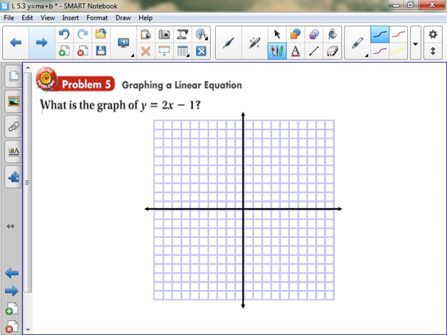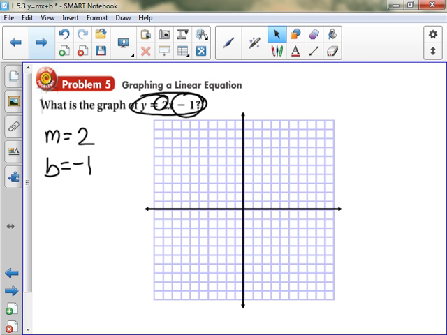Problem 5. What is the graph of the line y equals 2x minus 1? You can take this equation and you can pull out the parts of the equation that you know, which are the m. The m in this case is 2. And the b. The b is negative 1. The b is the beginning point. That's where you start the line. So all I'm going to do is go on the y-axis down to negative 1. This is that point right there, negative 1 on the y-axis.